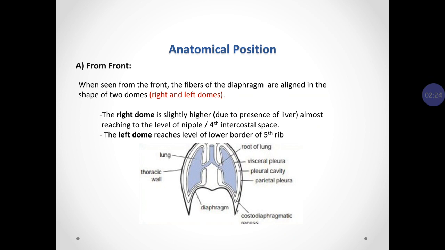The next question is, what is the anatomical position of diaphragm in a human body? When we look at a human body from the front, diaphragm is like a shape of a dome. In fact, there are two domes, right and left domes. The right dome is slightly at a higher level as compared to the left dome, and that is because of the liver which is placed under the right dome. It is said the right dome in full expiration almost reaches the level of nipple or fourth intercostal space, while the left dome reaches the level of the lower border of the fifth rib.